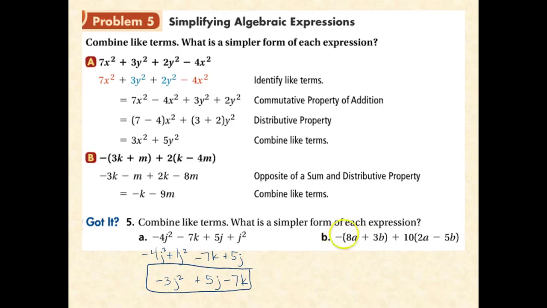Alright, on B. Distribute the negative through. So negative 8a minus 3b plus distribute the 10. 10 times 2a is 20a. 10 times negative 5b is negative 50b. And then I'm going to combine my like terms. I've got negative 8a, positive 20a, that makes positive 12a. And then I got negative 3b and negative 50b. Those add together to make negative 53b.